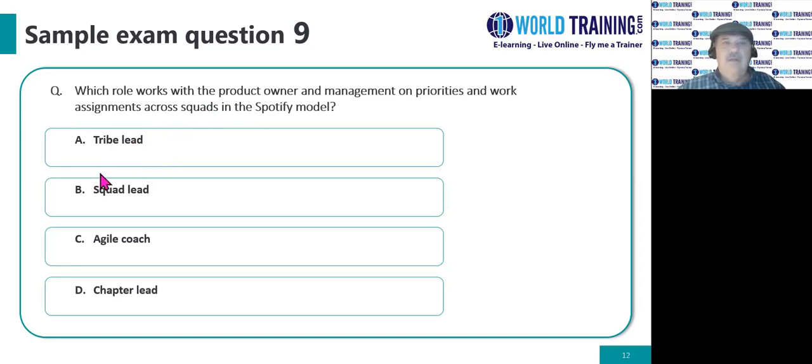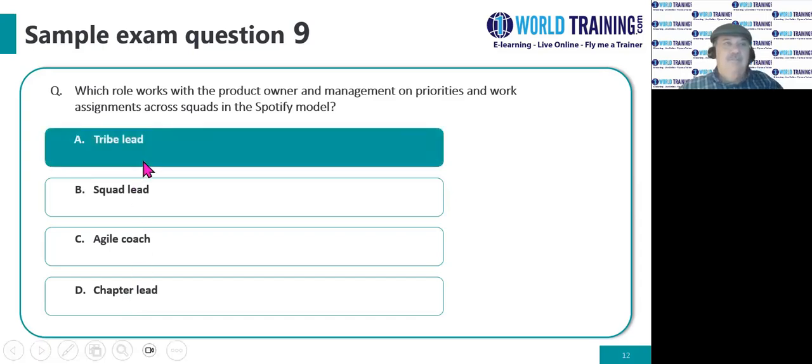Squad lead, no, because that's for within the squad. An agile coach really isn't specific to across squads. You could have agile coaches in every squad potentially. Chapter also isn't specific to across squads. So I think A is the best answer.